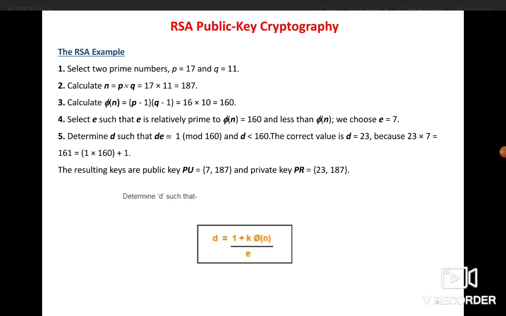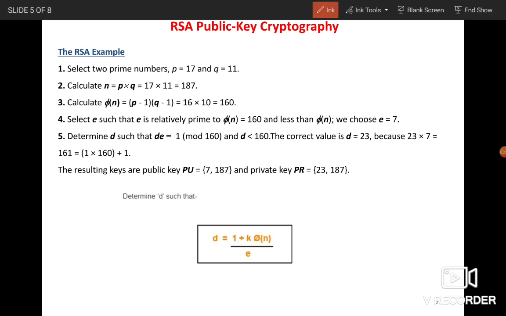Now we will see one example. To start the RSA algorithm, we need two prime numbers. Let us consider P equal to 17 and Q equal to 11. The second step is to calculate the value of small n. The formula is n equal to P into Q. So we multiply 17 and 11 and we get the value 187.